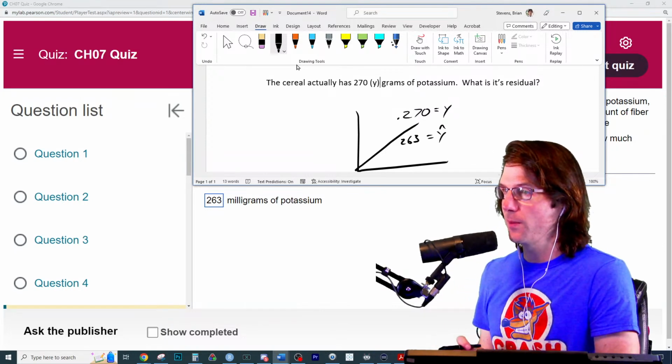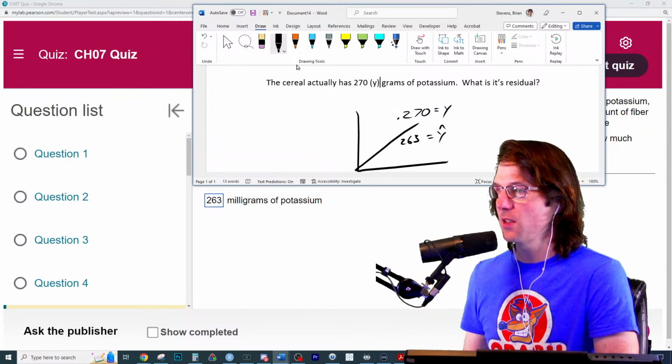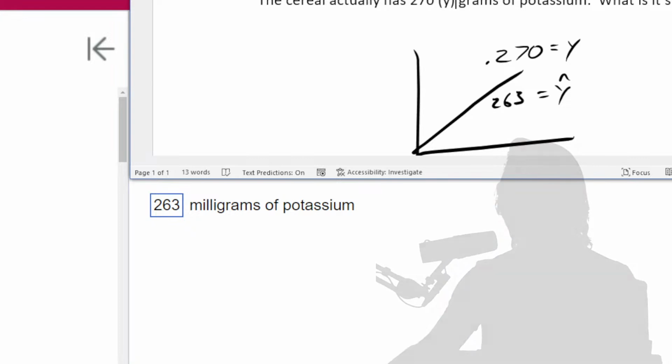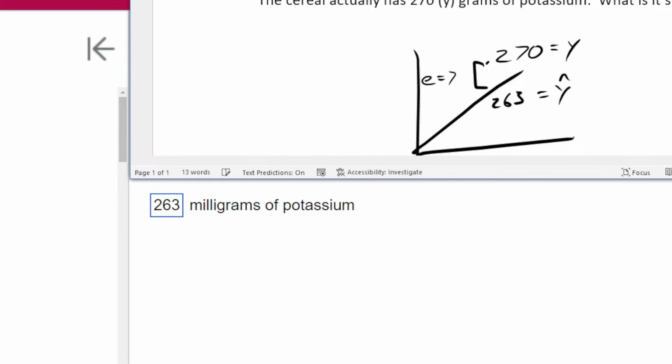What is its residual? So that we should be able to visually now see the residual. So think about how we would calculate the residual right there. It actually is, and it's positive 7 exactly, which means it has 7 more grams. So that's e equals 7. And residual, e, equals the actual minus the predicted right there.